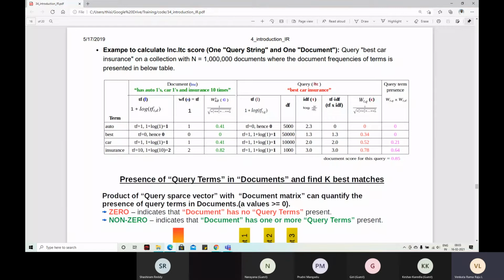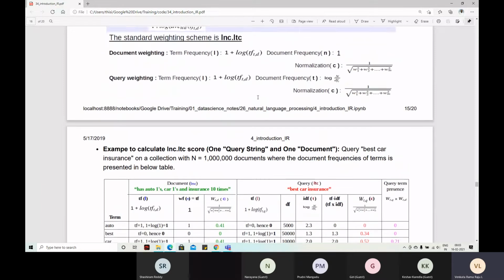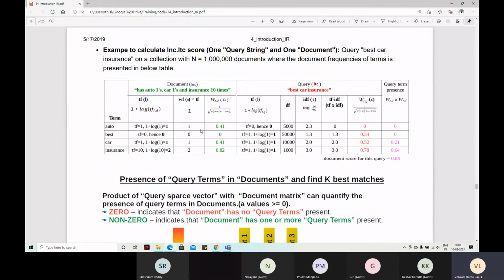Now we are applying the C, the cosine, as the normalization. So what I did here: 1 by square root of 1 square plus 0 square plus 1 square plus 2 square. Let me write it down. So we understood unit vectors in our linear algebra. Now we are going to use it.